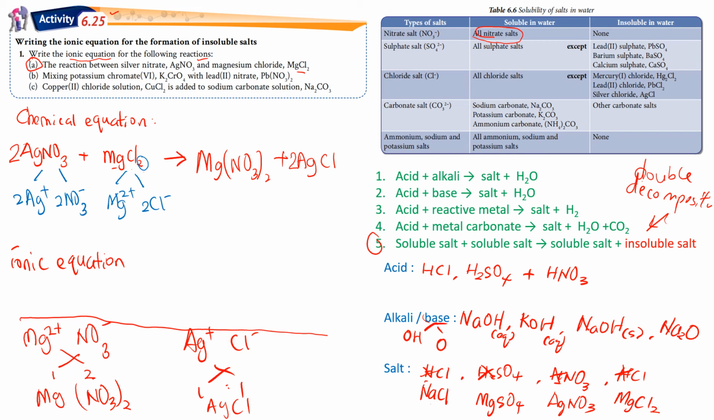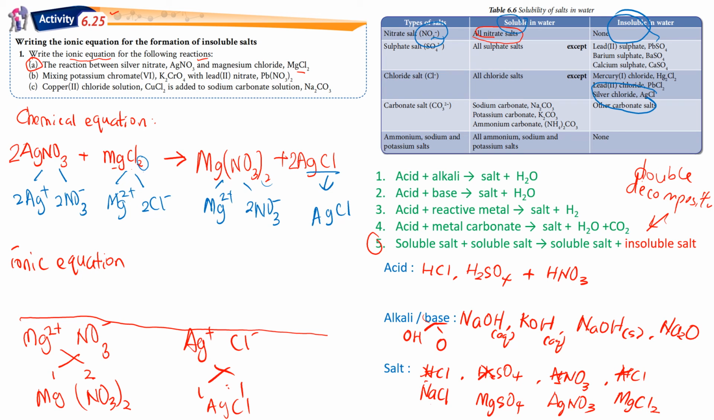Magnesium nitrate is also a soluble salt because all nitrates are soluble. So it also ionizes to form magnesium ion and nitrate ion. You have 2 nitrate here, so 2 nitrate ions. Silver chloride is an insoluble salt. You have to memorize this. So it cannot ionize. It will remain as silver chloride.